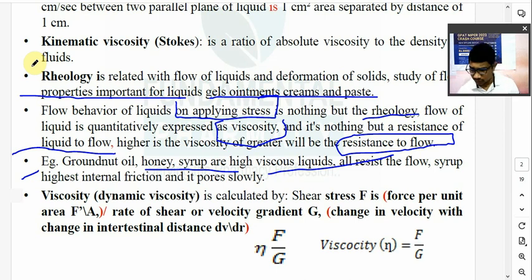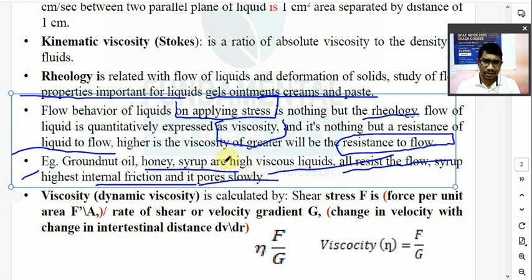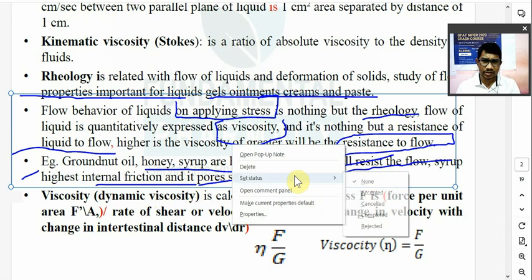Rheology is very important. Now coconut oil, groundnut oil, syrup, honey are highly viscous and there is the flow. Syrup has the highest internal friction. There is interparticular interaction, and that's why it pours slowly. Now, what do you mean by viscosity? In another term, it is nothing but the dynamic viscosity or absolute viscosity.